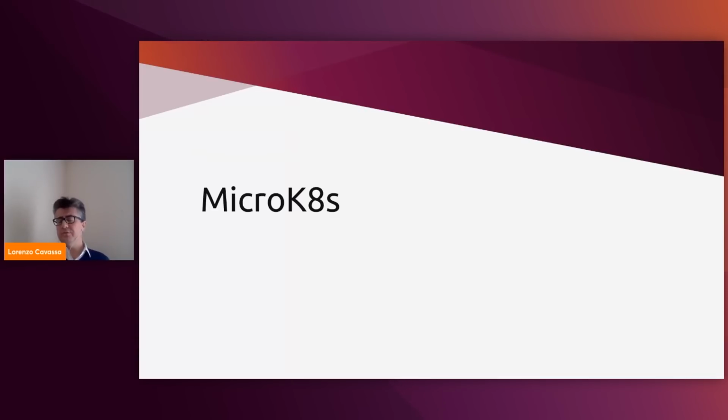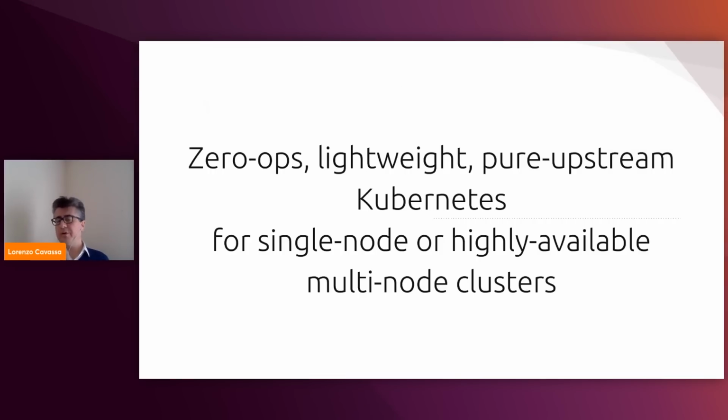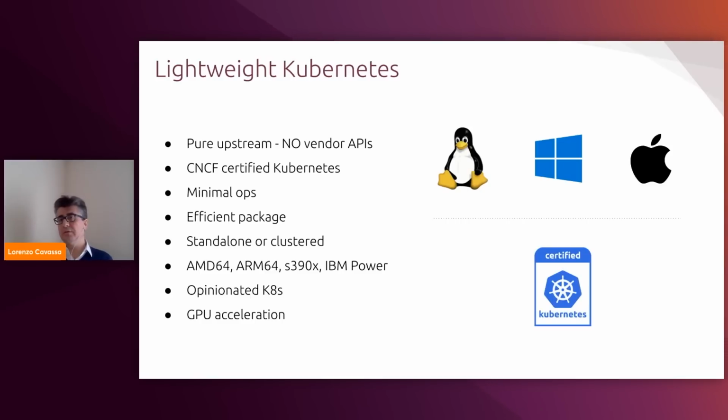So one of the solutions Canonical offers is Microk8s. Microk8s is a zero operations, lightweight, pure upstream Kubernetes for single node or high-available multi-node clusters, meaning that through Microk8s you can install in a very easy way a standalone installation of Kubernetes, meaning one machine only, and at the same time, if you need more computing power tomorrow, or HA for the control plane, you can easily scale out such a deployment, adding additional machines, additional nodes, and creating a cluster.